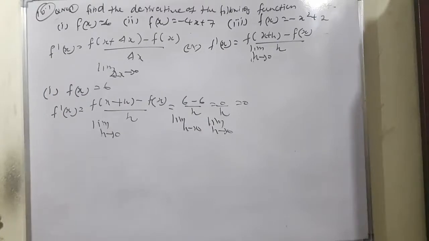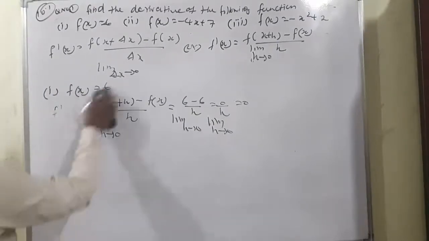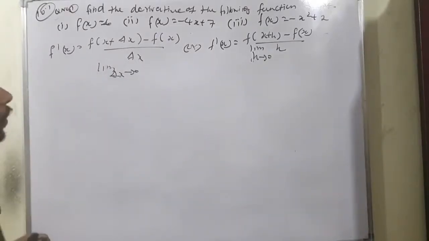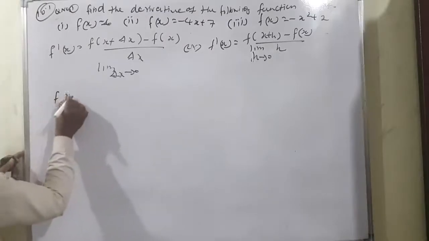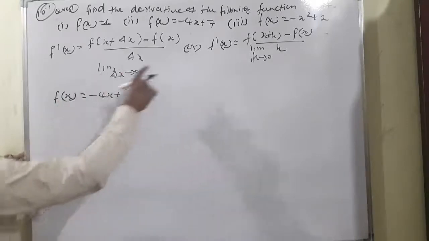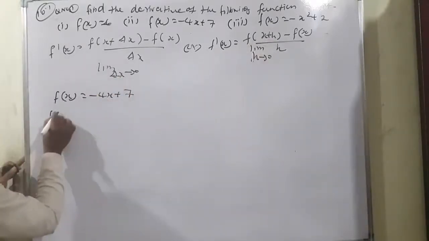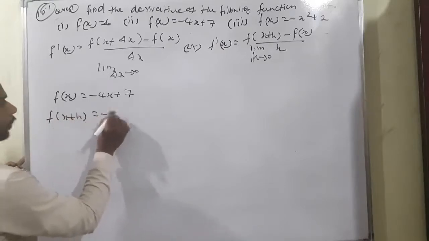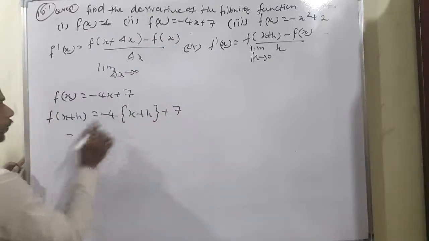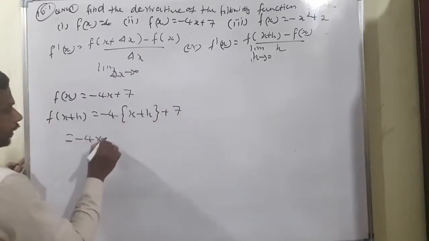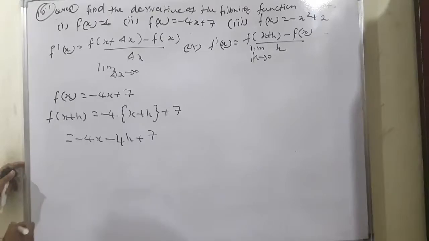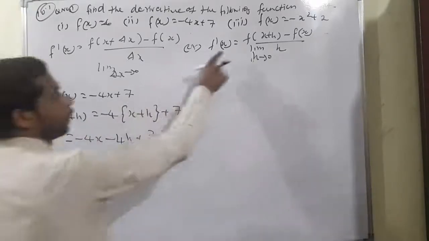So, subdivision 2. f of x is equal to minus 4x plus 7. What will happen? First one, too easy, apply for f of x plus h. F of x plus h means minus 4 into x plus h plus 7. Minus 4 into x, minus 4x. Minus 4 into h, minus 4h. Plus 7.